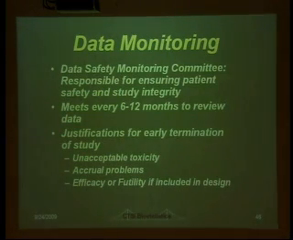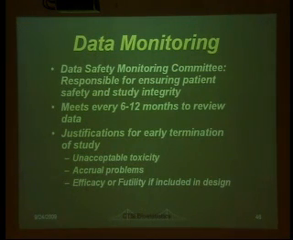Another important aspect of a clinical trial is that of data monitoring. Phase 3 trials generally have a data safety monitoring committee assigned to ensure that the patients in the trial have adequate safety and that the study is conducted with integrity. They generally meet fairly regularly, every 6 to 12 months, depending on accrual, to review the data. And there's a number of justifications for early termination of the study.